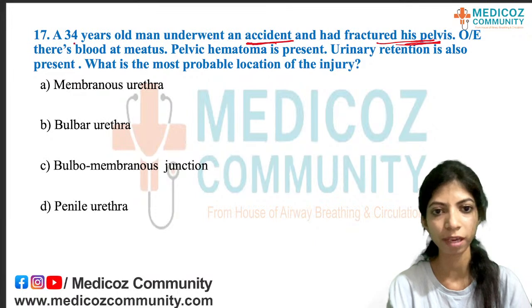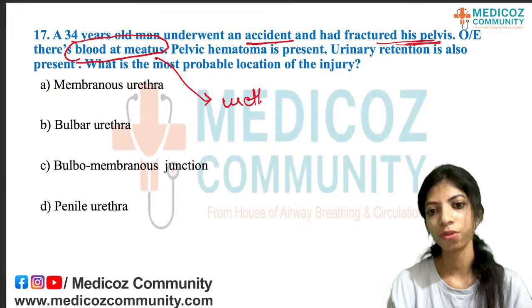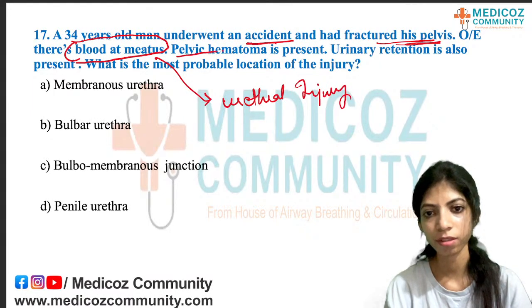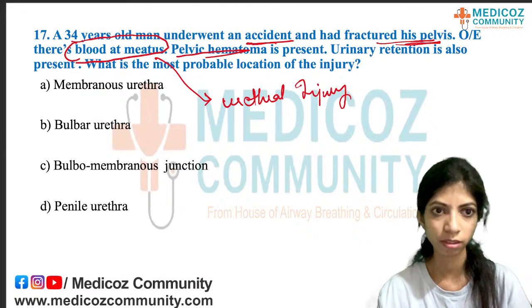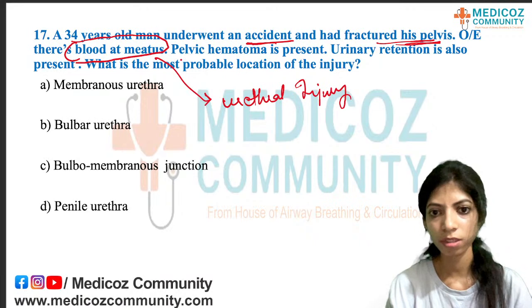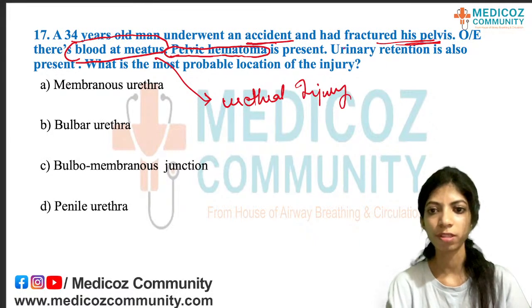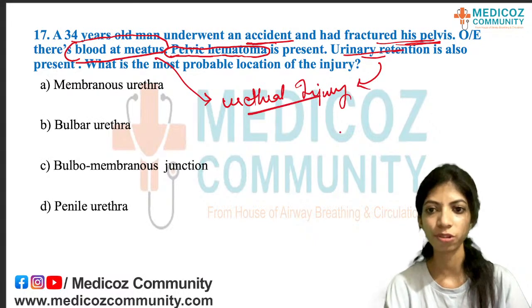On examination, there is blood at the meatus. So what does this blood at the meatus indicate? It indicates a urethral injury, probably a urethral injury. Pelvic hematoma is present. Urinary retention is also present, which is also pointing towards your urethral injury.